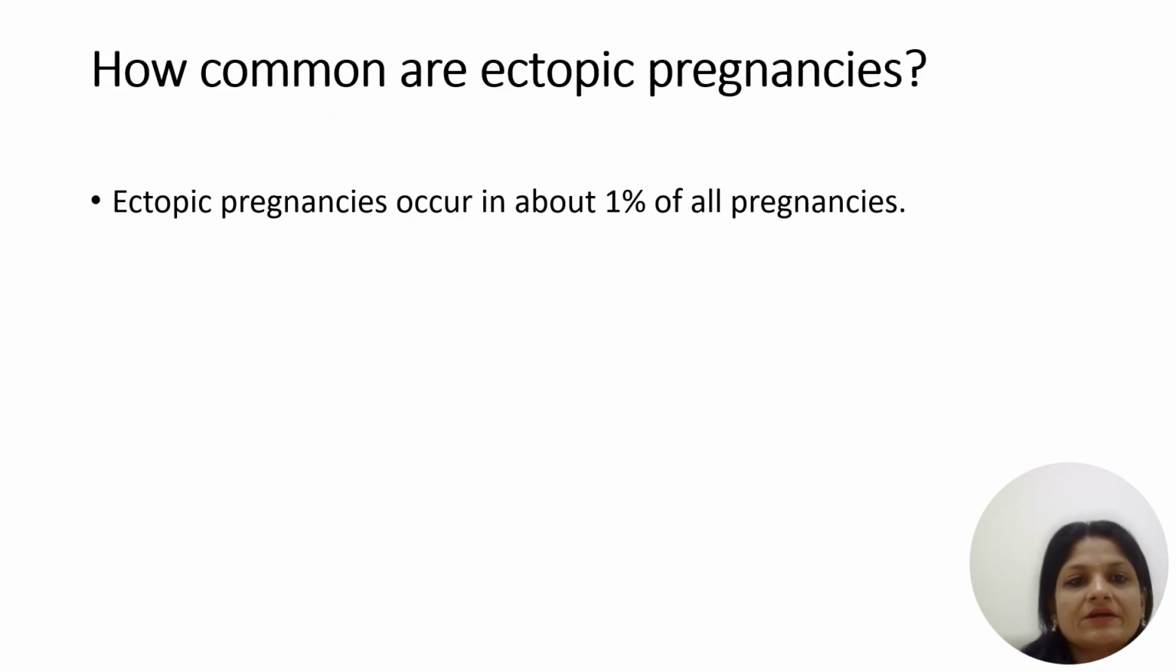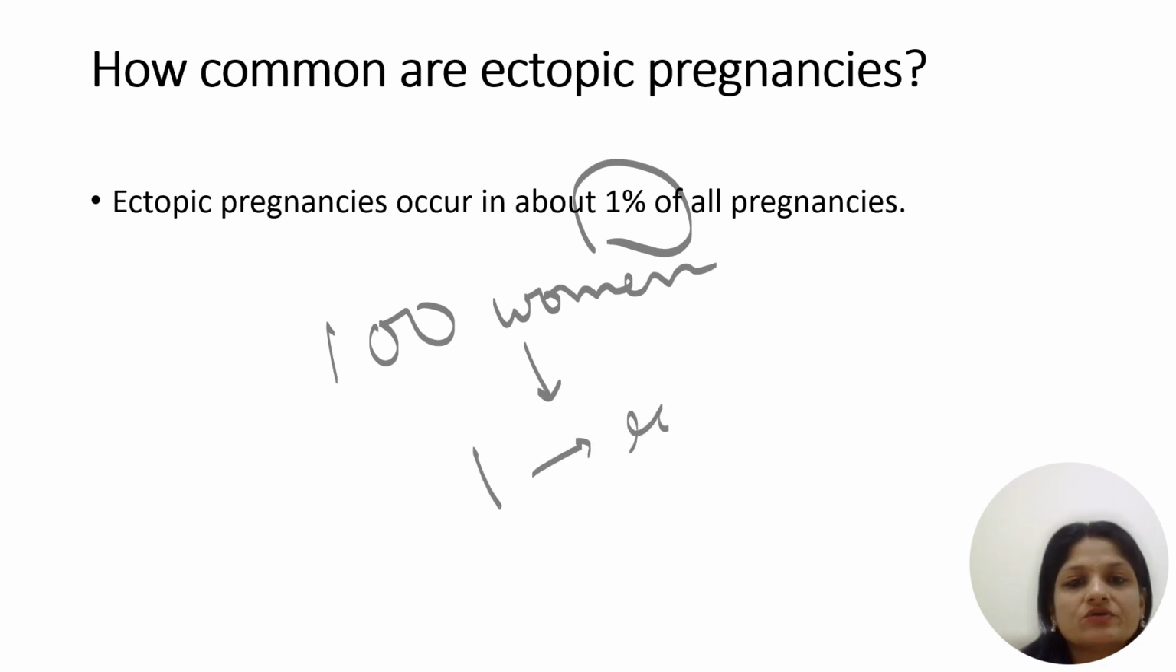Okay, so how common are ectopic pregnancies? Ectopic pregnancies occur in about 1% of all pregnancies. So out of 100 women in the reproductive age group that you come across, one woman can have an ectopic. So it's quite a common phenomenon and you must not miss out on this. Any woman who has come to you in her reproductive age group, you need to screen her with a pregnancy test if she has come with any menstrual irregularities or abdominal pain. You should not miss out on ectopic.